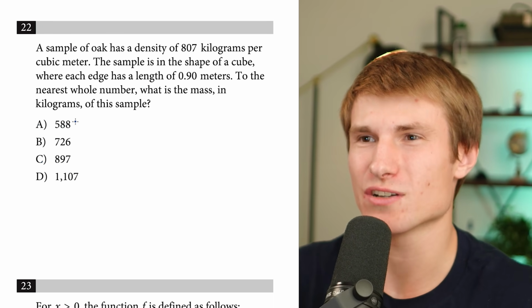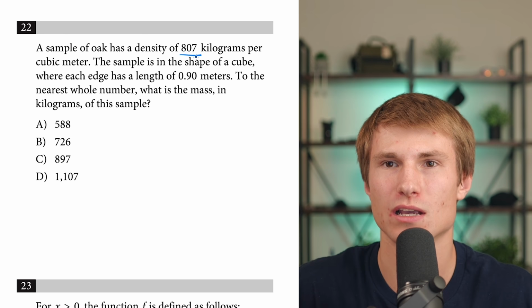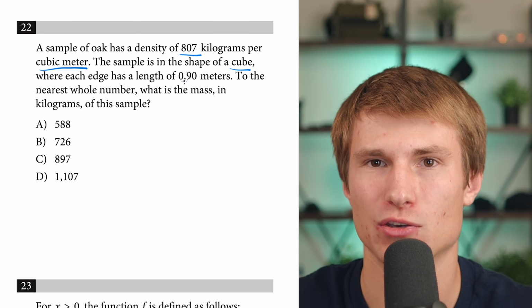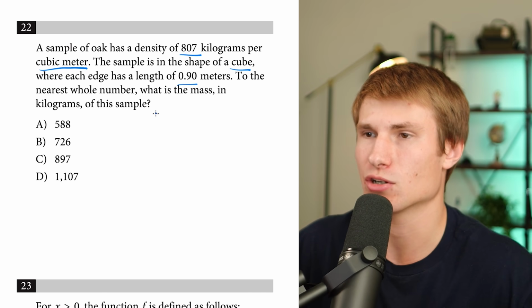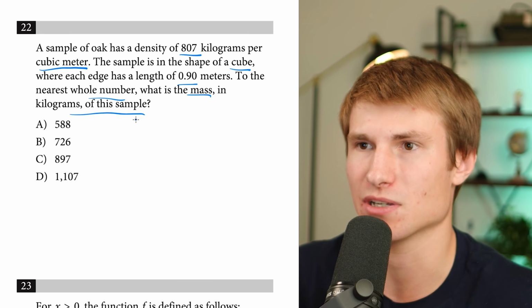Here's how to efficiently solve this SAT math question about density. Question 22 states that a sample of oak has a density of 807 kilograms per cubic meter. The sample is in the shape of a cube where each edge has a length of 0.9 meters. To the nearest whole number, what is the mass in kilograms of this sample?